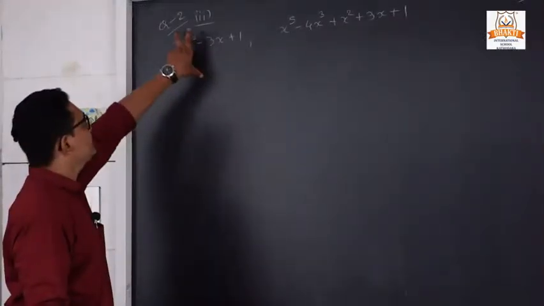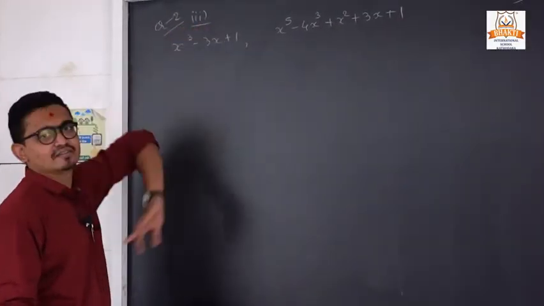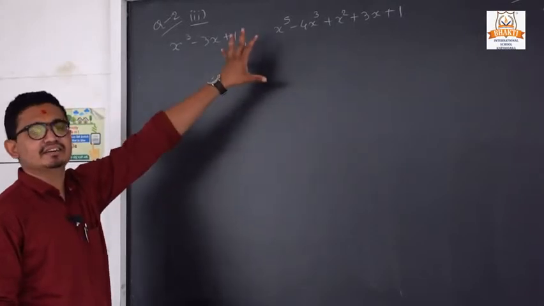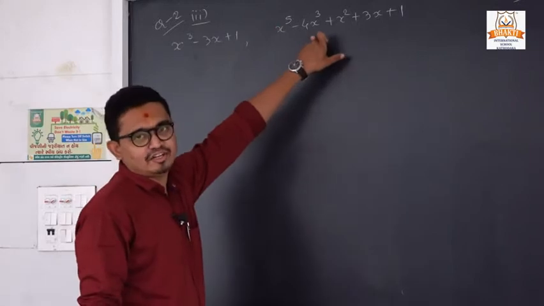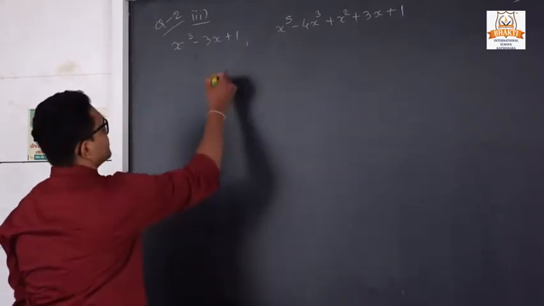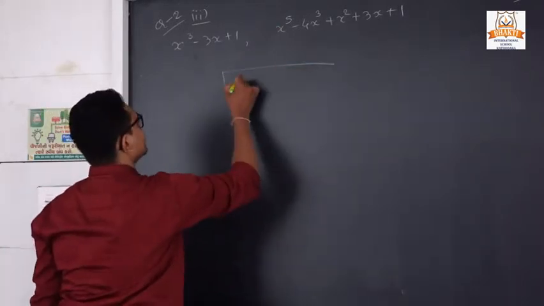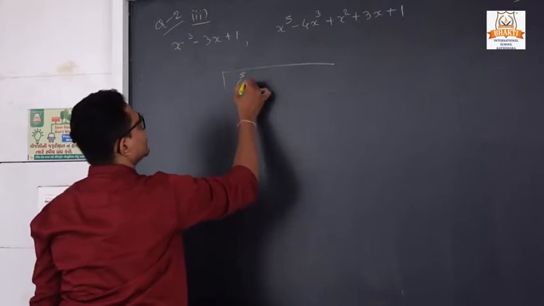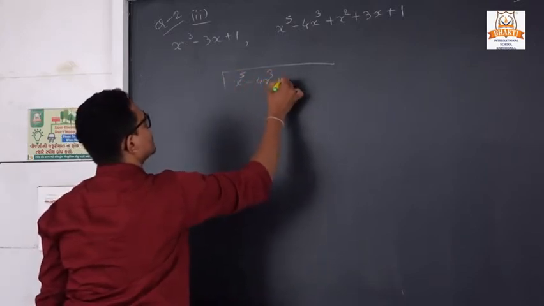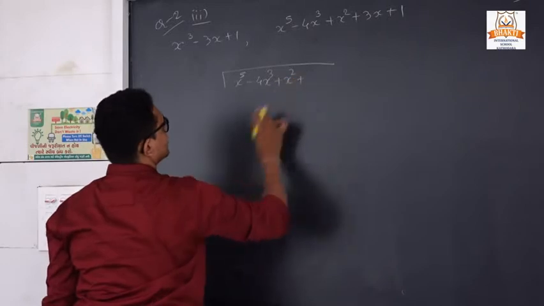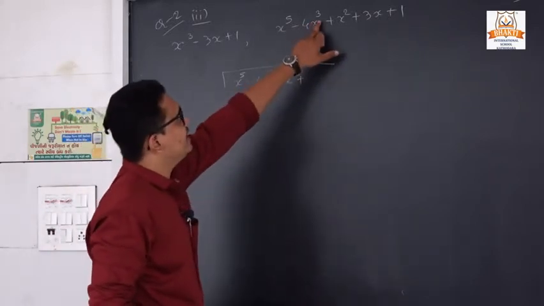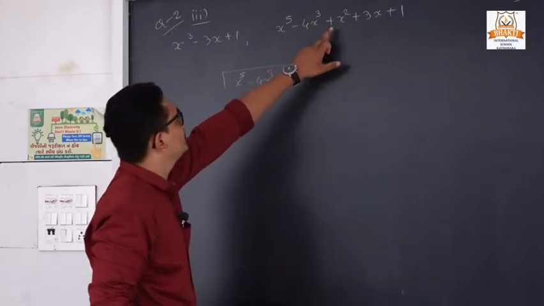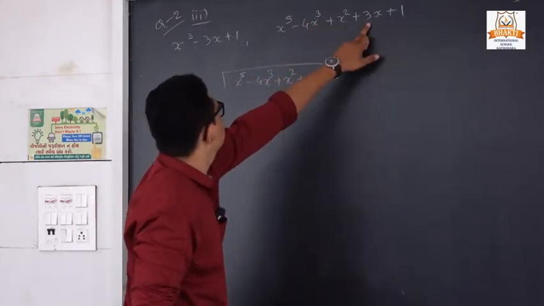Okay, so next question number 2, third. So once again we can check whether the first polynomial is a factor of the second polynomial. For that, first of all we can start division. x raised to 5, 4x cube, x square plus 3x. But see here, after x raised to 5 it will be directly x raised to cube, then x square, and then 3x.